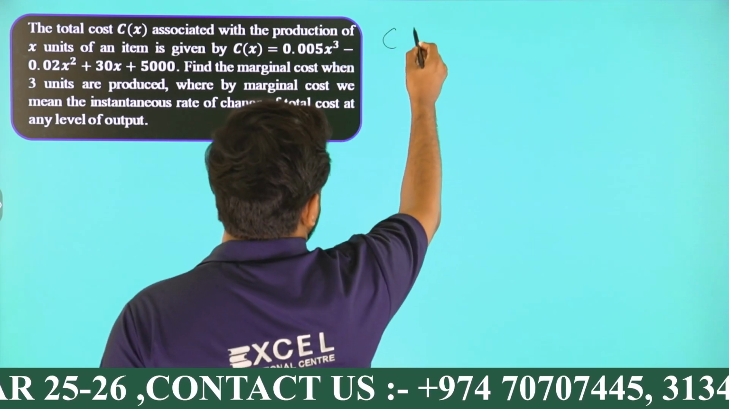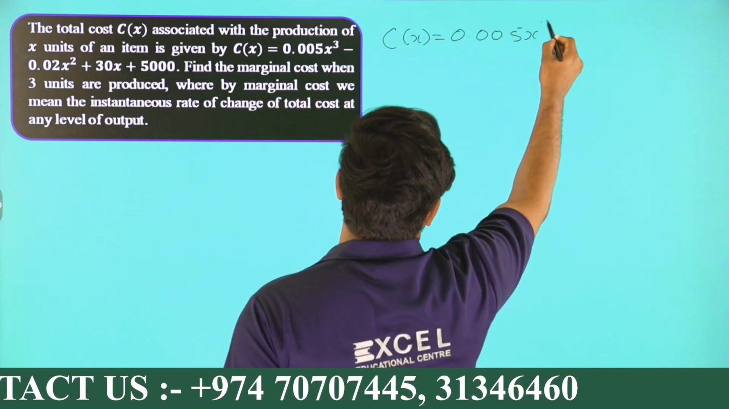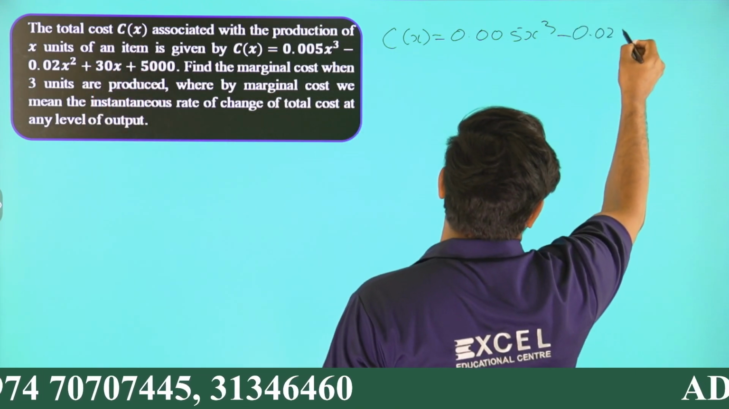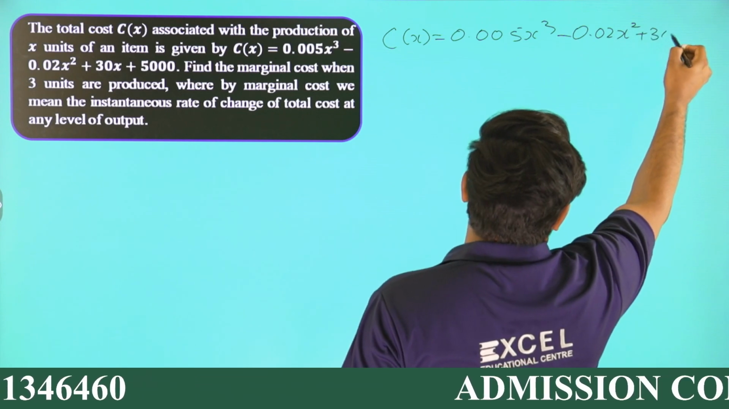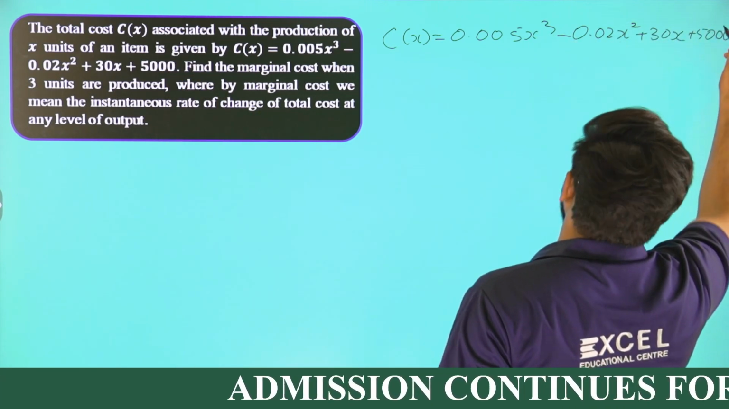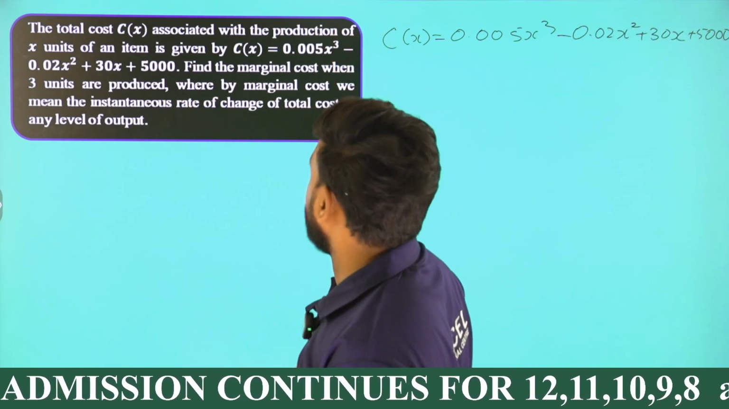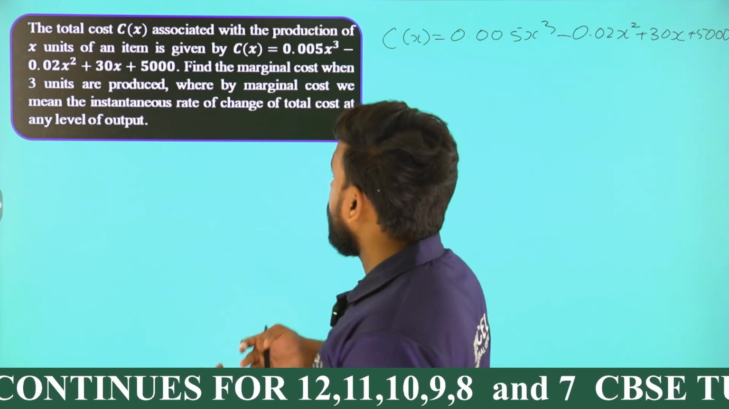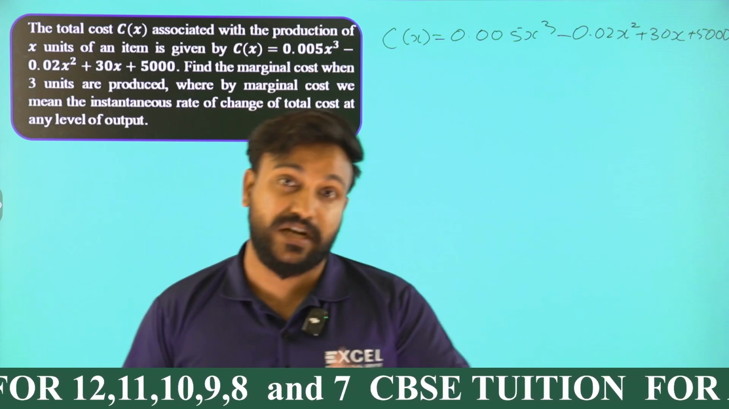So they have given C of x. C of x is equal to 0.005 x cube minus 0.02 x square plus 30x plus 5,000. So this is the cost for producing x units of the item. If you put 3, you will get what? The cost for 3 units of the item. And if you put 10, you will get the cost of production for 10 units.